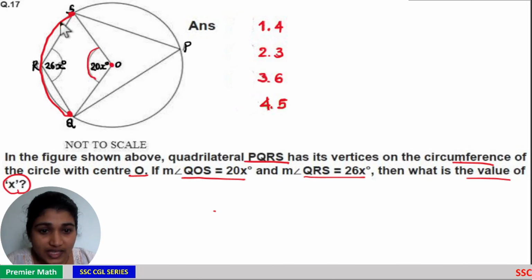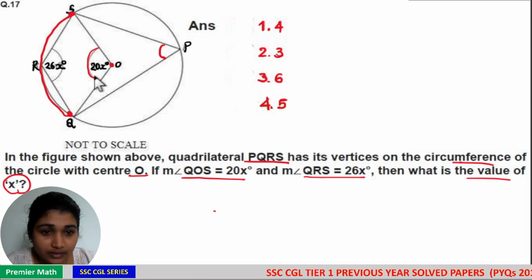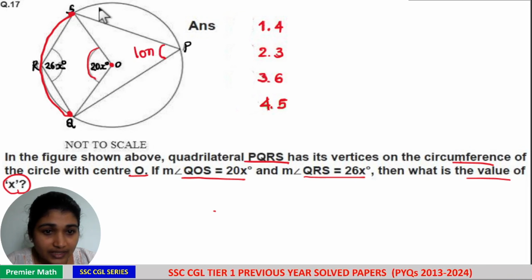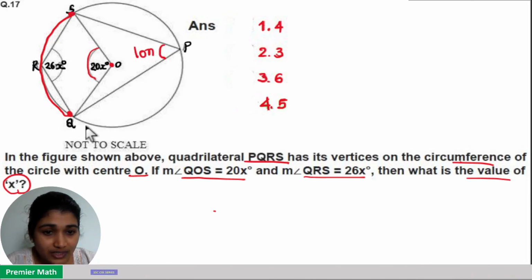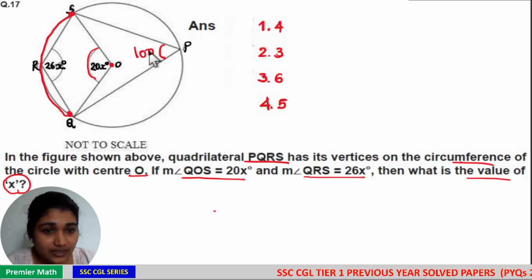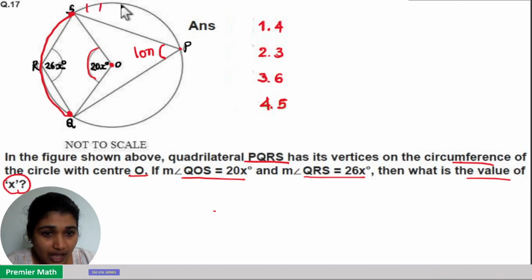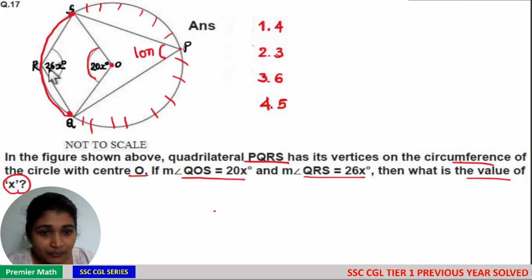Then, the same arc QRS can create half of the angle 20x, that is 10x, at the remaining part of the circle. Here arc SPQ is the remaining part of the circle. So this arc QRS creates half of 20x, that is 10x, at the remaining part of the circumference of the circle at P. Now this is arc SPQ.